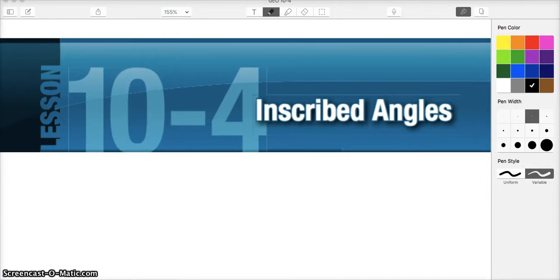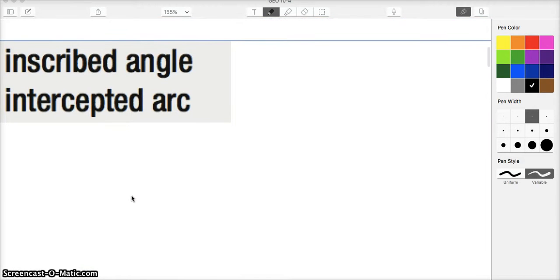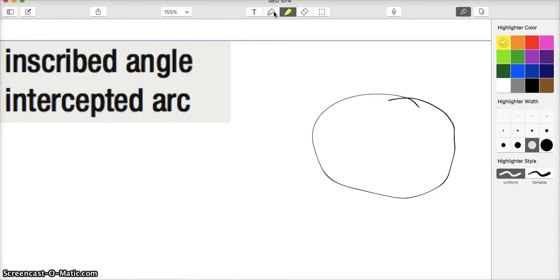Hey everybody, we are in chapter 10 and we're looking at inscribed angles. So let's take a look at some of the vocabulary associated with it. Obviously the first vocabulary word we need to talk about is what is an inscribed angle. So I'm going to draw a circle like that. I know it looks bad, but just trust me, it's a circle. And I'm going to draw what is an inscribed angle.